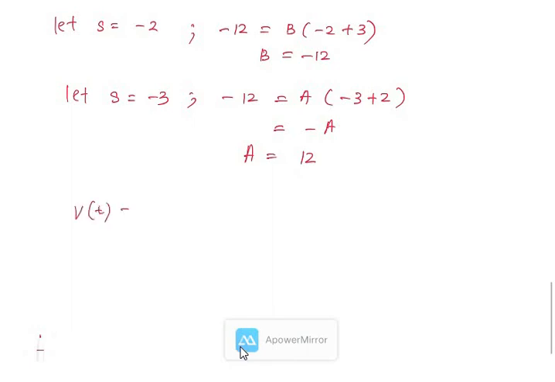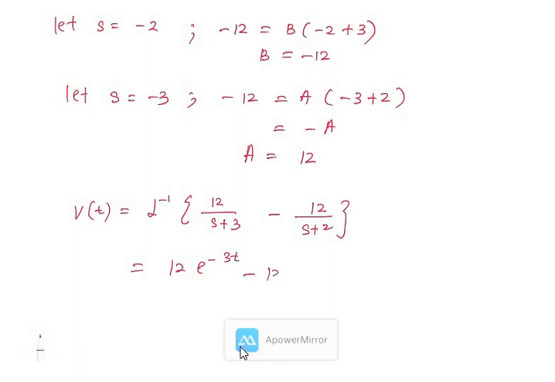Therefore, v(t) equal to the inverse Laplace transform, we substitute the value of A and B. A is 12, B is minus 12. So we get 12 e to the power negative 3t minus 12 e to the power negative 2t, u(t).